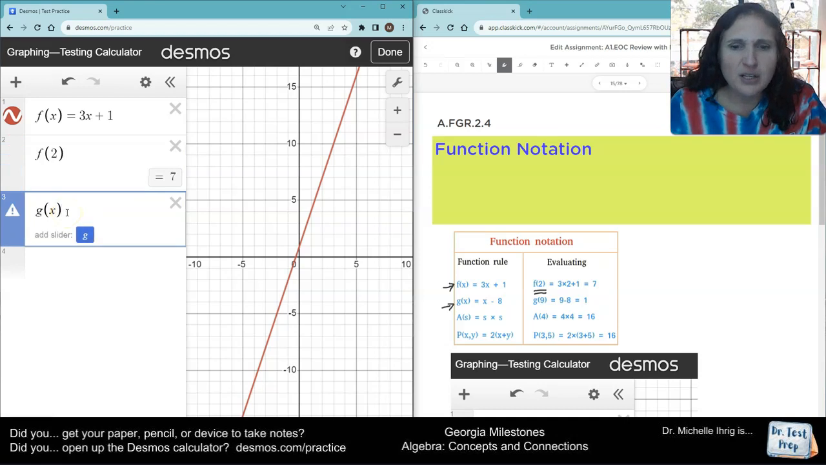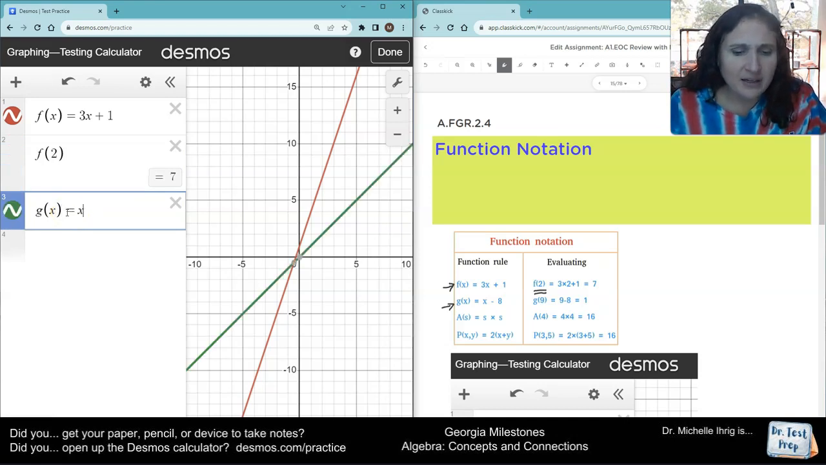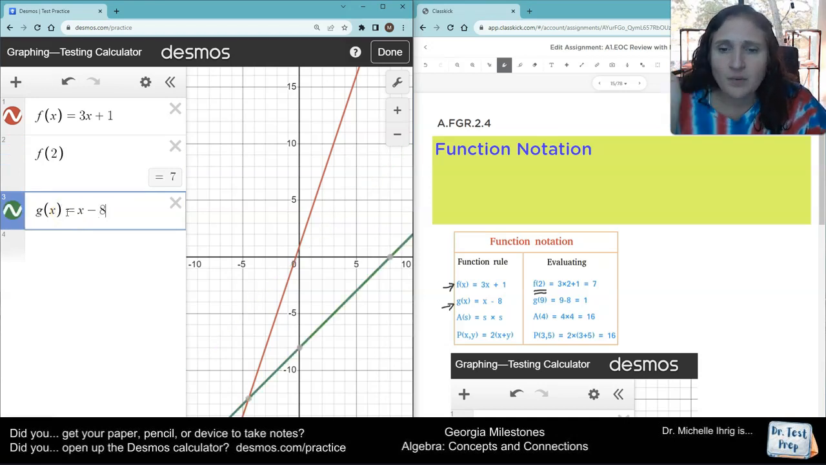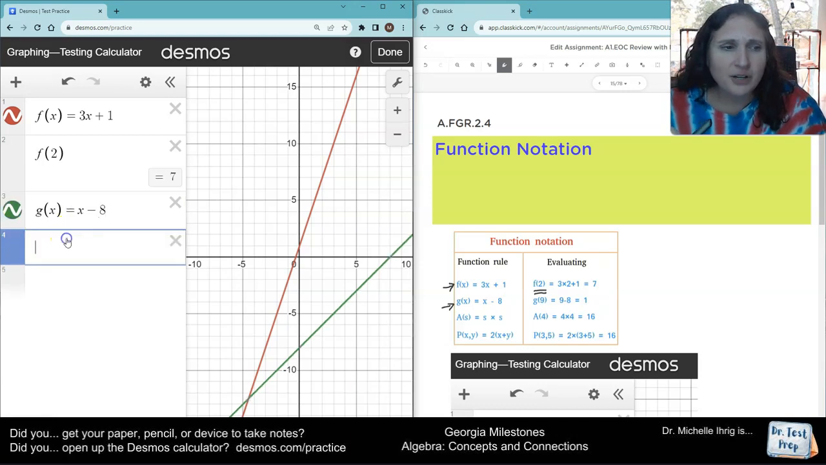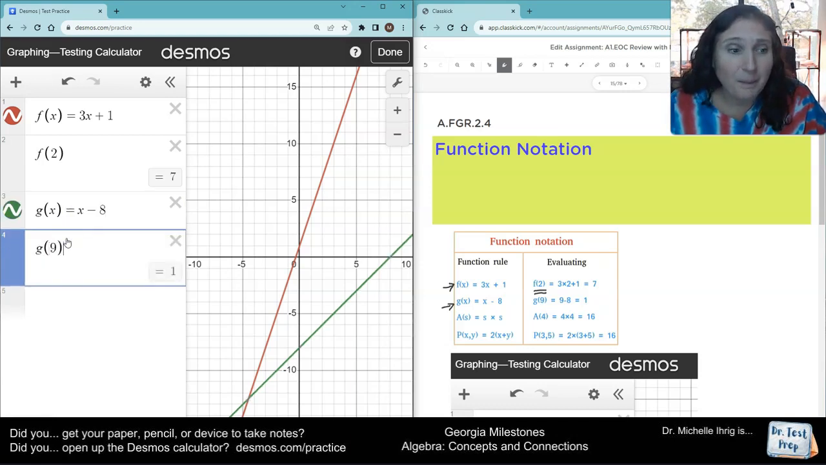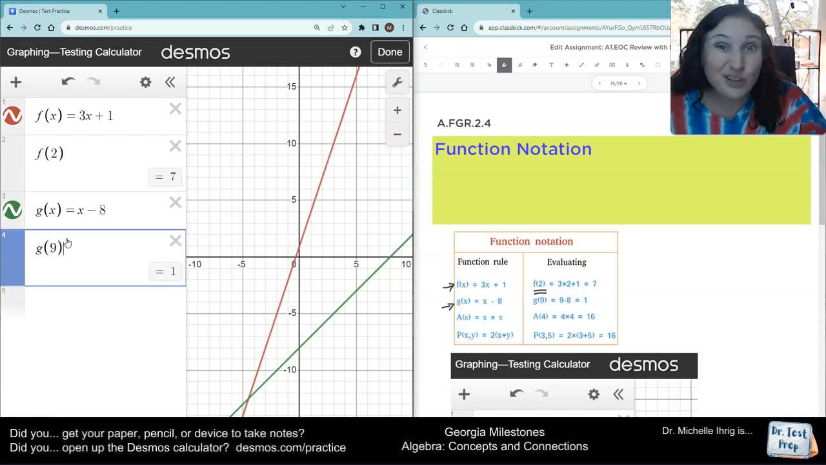Watch this next one. It says, okay, this function is called g of x and it equals x minus 8. Okay, well, it's like, well, what's g of 9? Well, back in the day, I had to do it by hand. Now you just have to learn how to use the calculator. G of 9, it tells you g of 9 is 1.